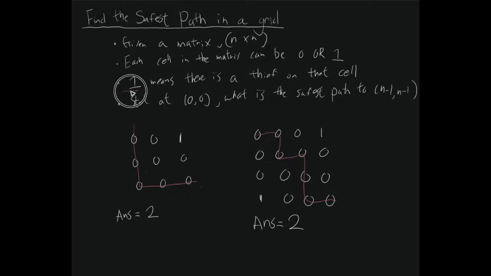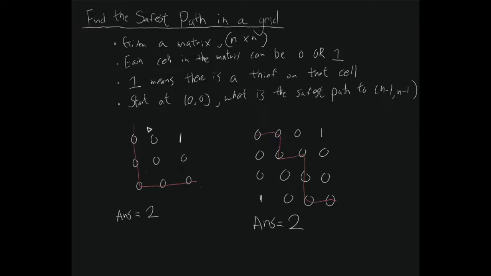So 1 means there is a thief on that particular cell, while 0 means there's no thief. So what does it mean to have a thief? If there is a thief, it means that it can steal from you while you walk near that cell.